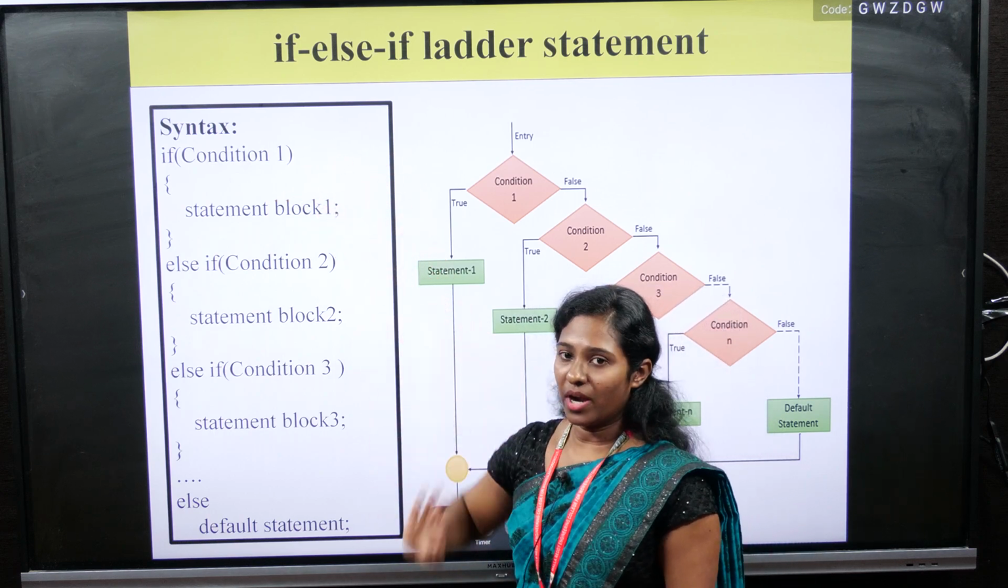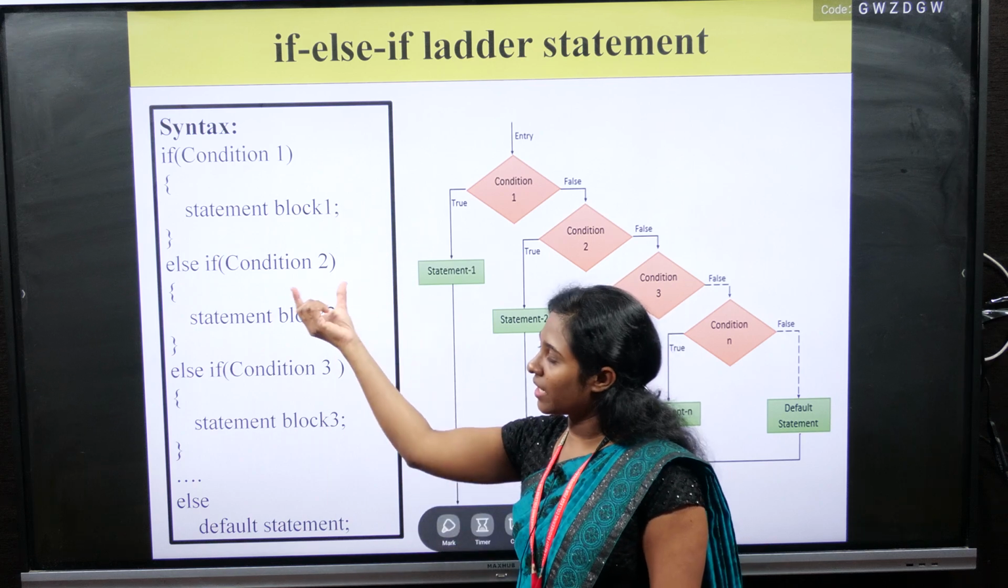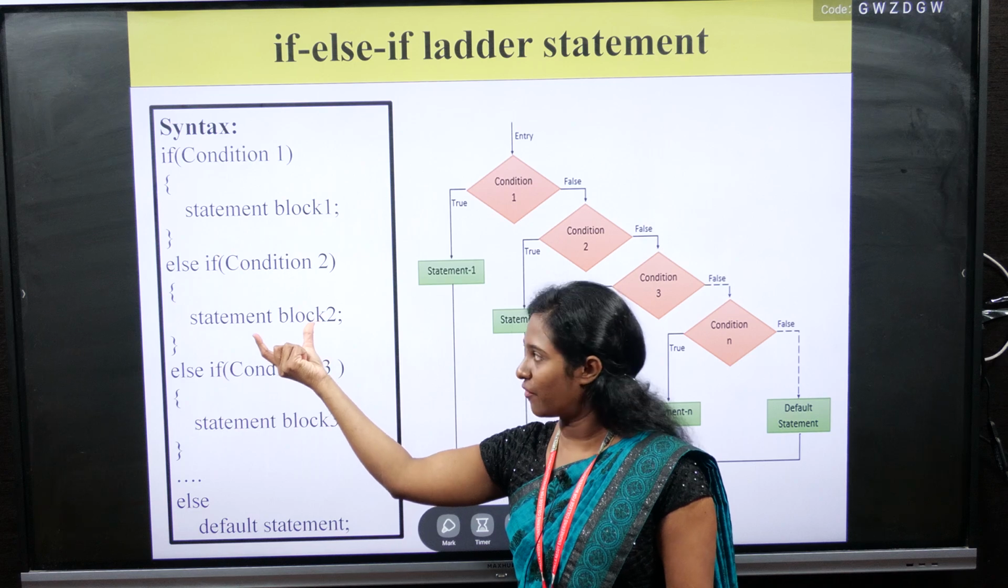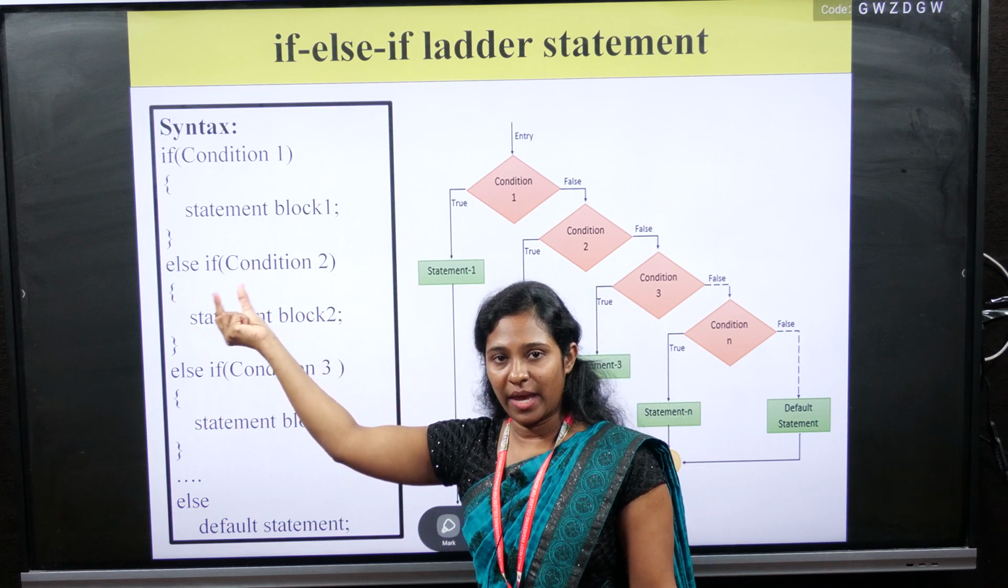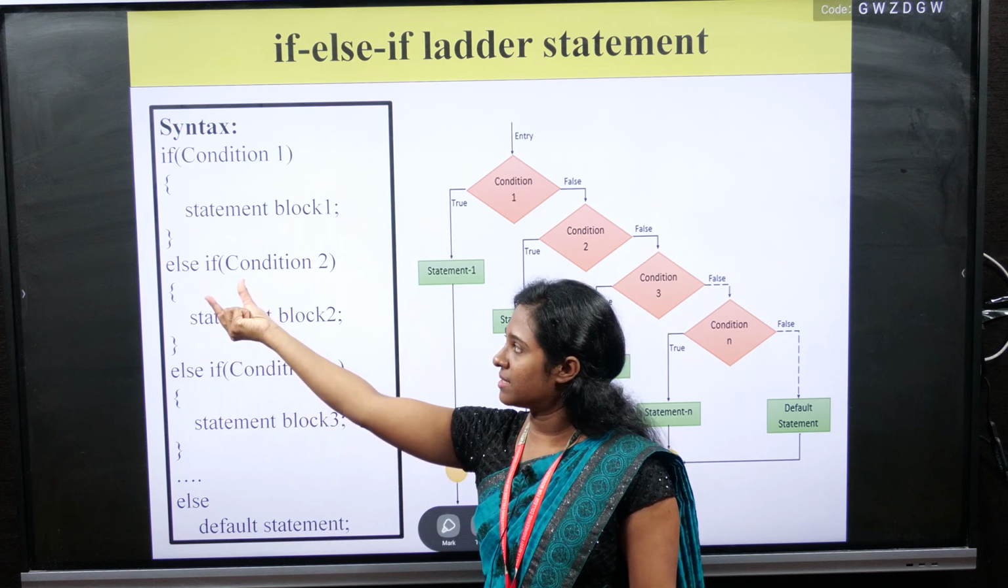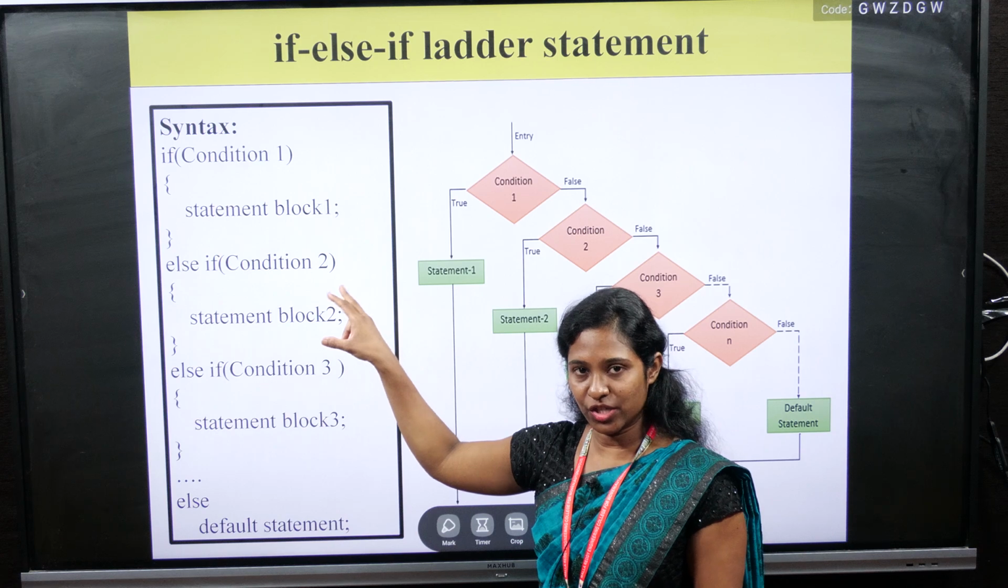Now if condition 1 is false, you have another condition to be checked. If this condition is satisfied, you can perform something else. That will be written inside else space if, all in small letters. Else is a keyword, if is also a keyword. So within the brackets you will mention condition 2.